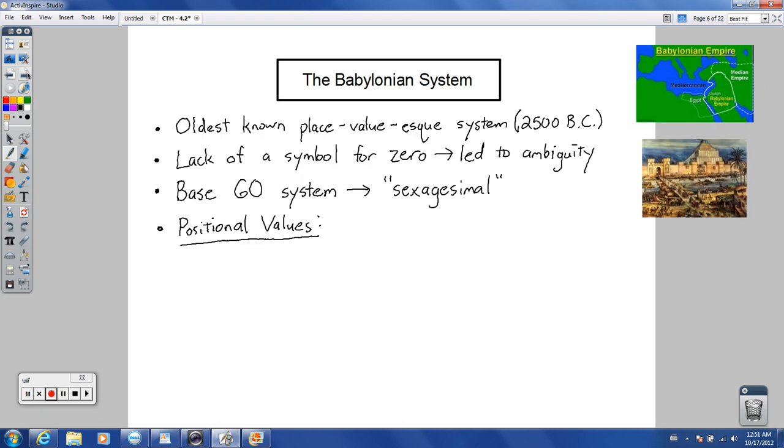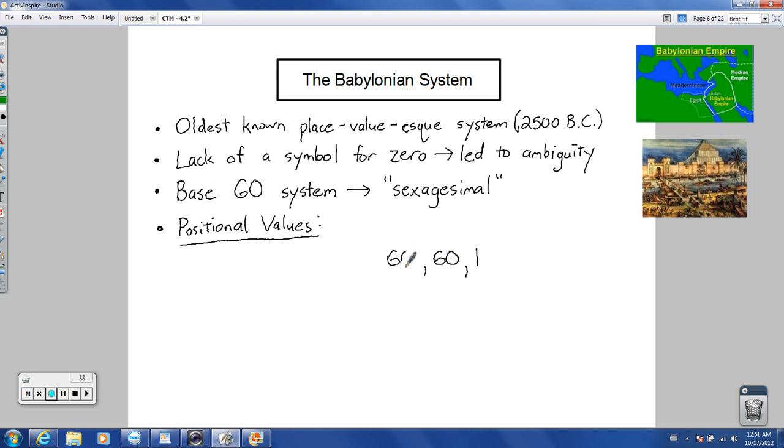For the Babylonian system, their place values were, well, let's kind of start backwards. Let me erase that. They had kind of a ones place like that. And then instead of a tens place, they had what essentially was a 60s place. And then their next place was a 60 squared place. And then the one before that would be 60 cubed, and so on. This continued on and on this way.